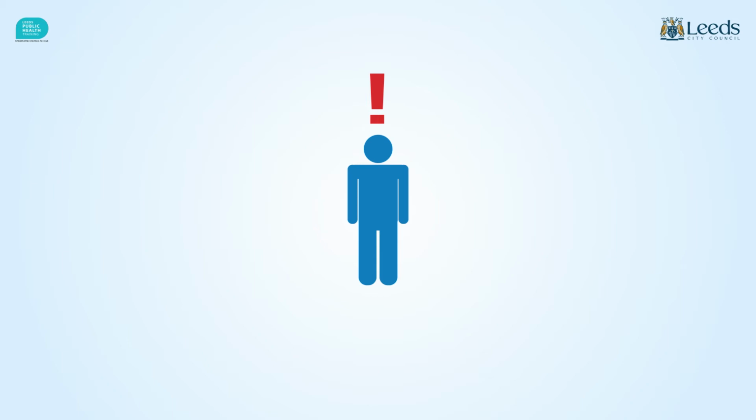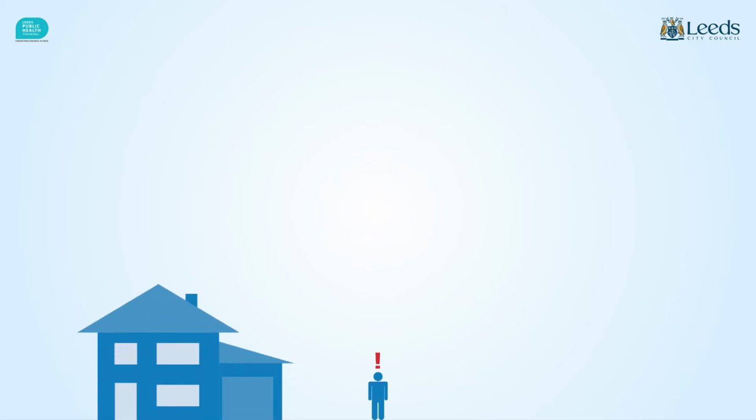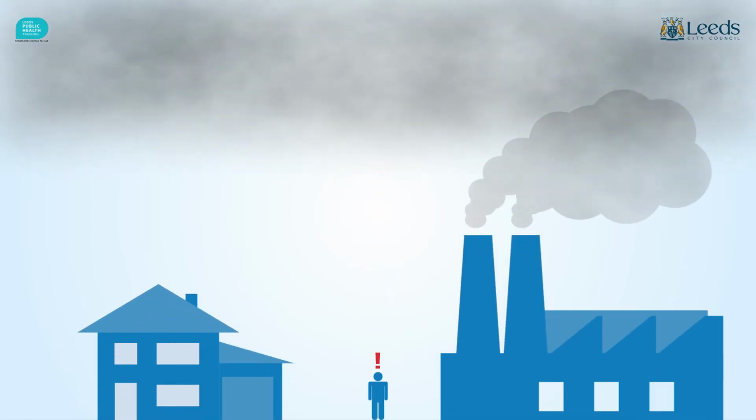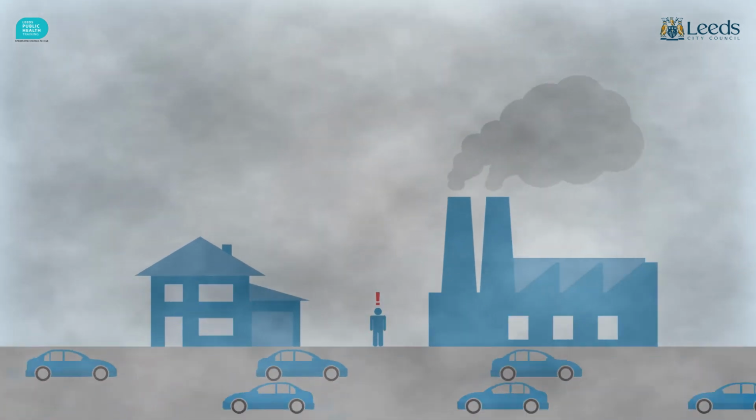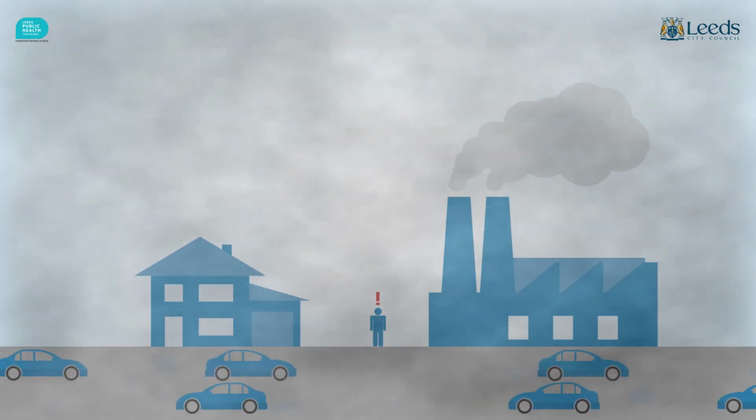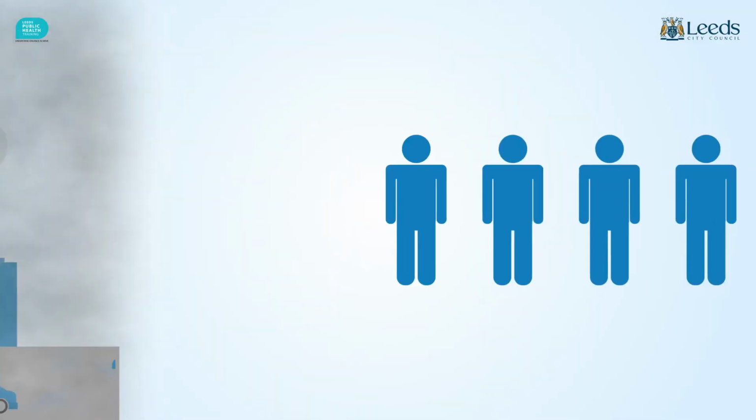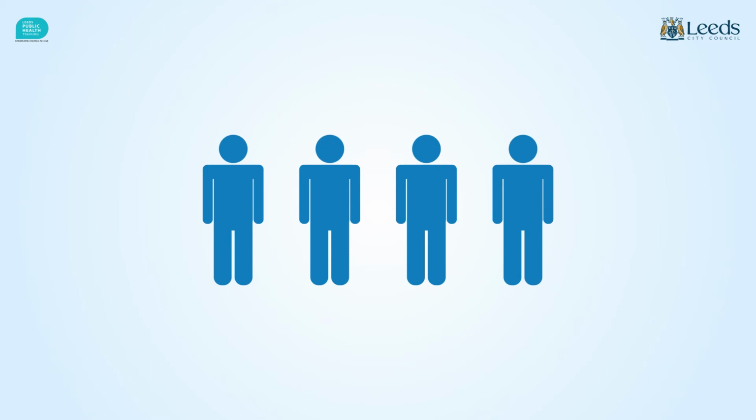The stick person with the exclamation mark above it is shown with a house to its left, a factory emitting smoke to its right, and a busy road in front of it. People are more at risk if they live or regularly work in an area where air quality is poor, such as near a busy road or a rail station. Others may be more at risk because they have a medical condition which makes them more vulnerable to the effects of poor air, such as lung or heart disease, asthma or diabetes.